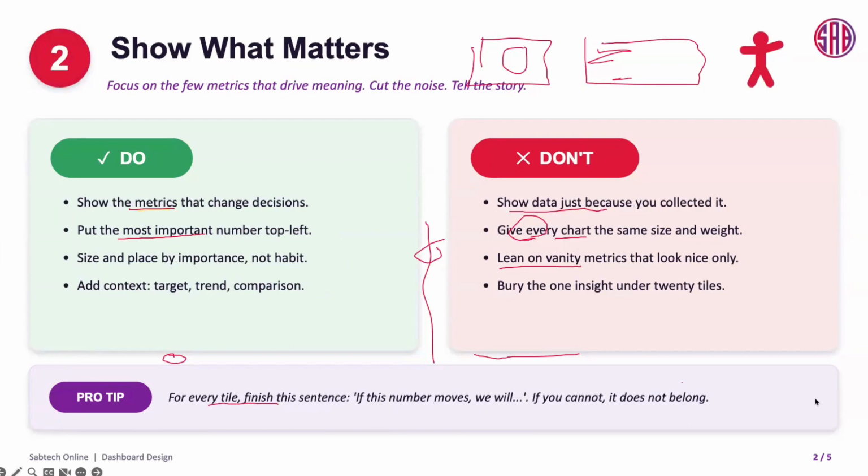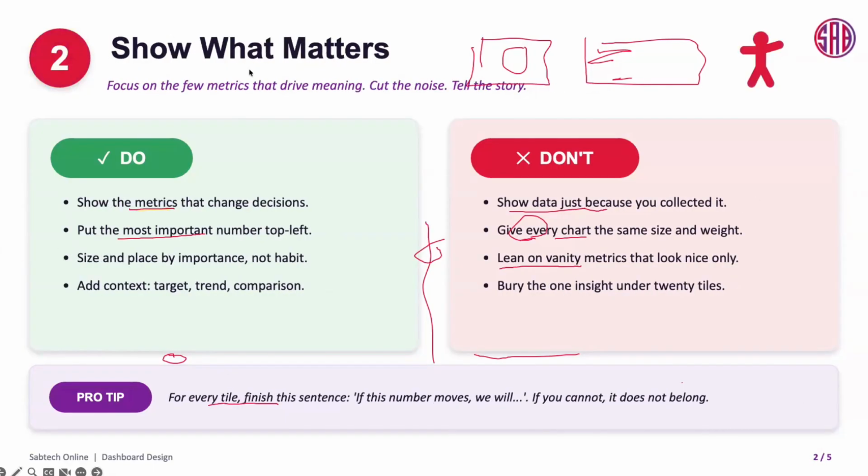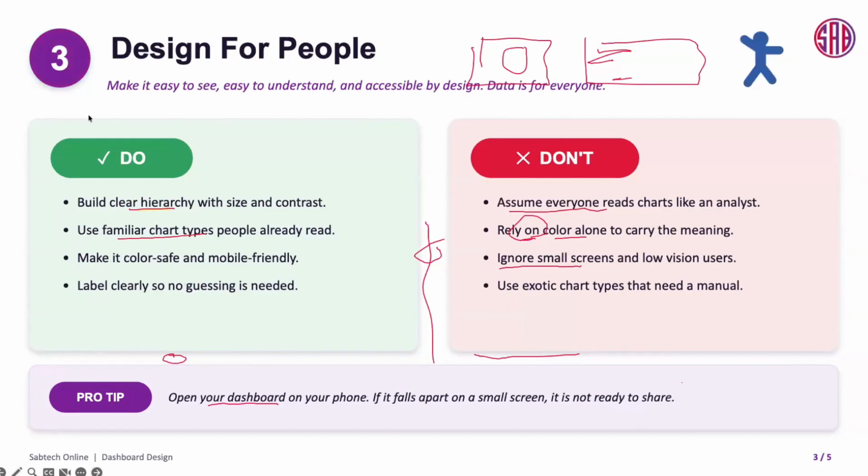The second one is show what matters. If anything doesn't make sense, please get it off your screen. So what are the do's on showing what matters? Focus on a few metrics that drive meaning. Show the metrics that change decisions. Put the most important numbers at the top left. So the number you should start with here at the top left.